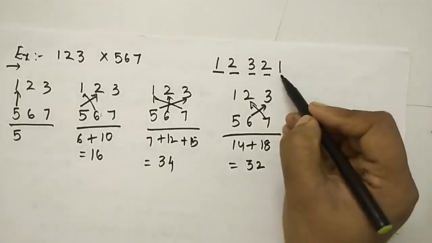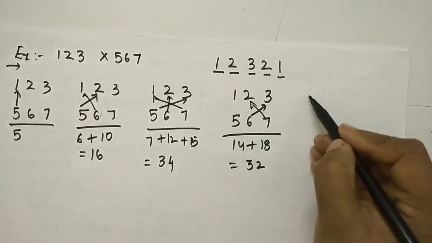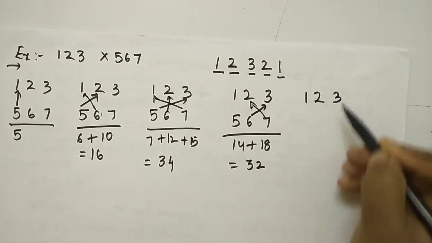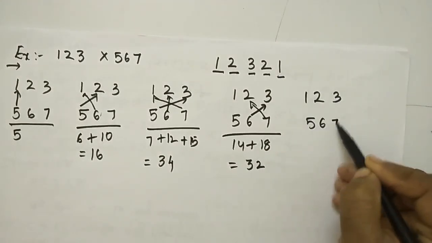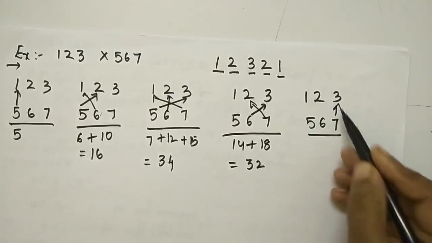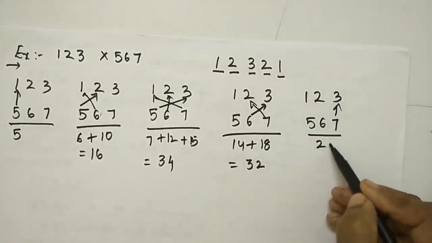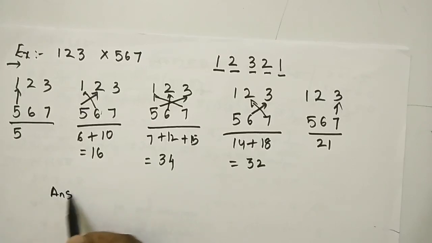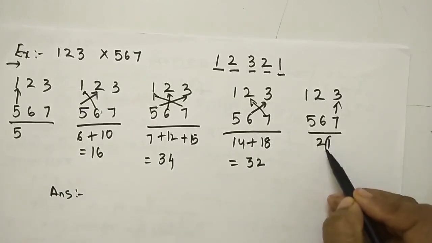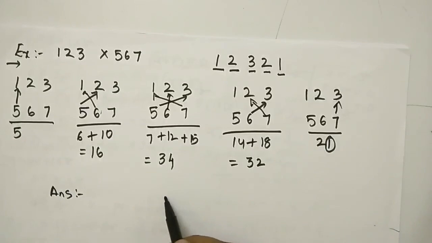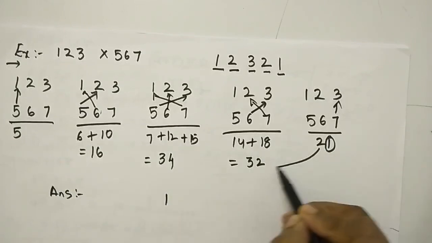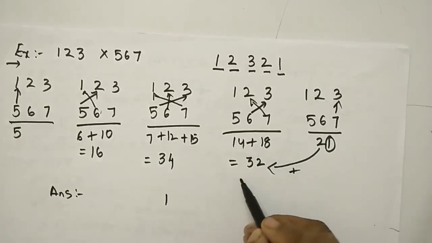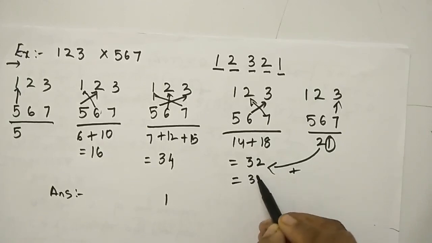Now last is 1. So write down here 1, 2, 3, 5, 6, 7. Multiply these two. You will get 21. Is it not? Now I will write the answer. Check it out. Write down here. Here it is 1. Write down here 1. Okay. This 2 should be carried here. Then you will get 34. 32 plus 2. You will get 34.